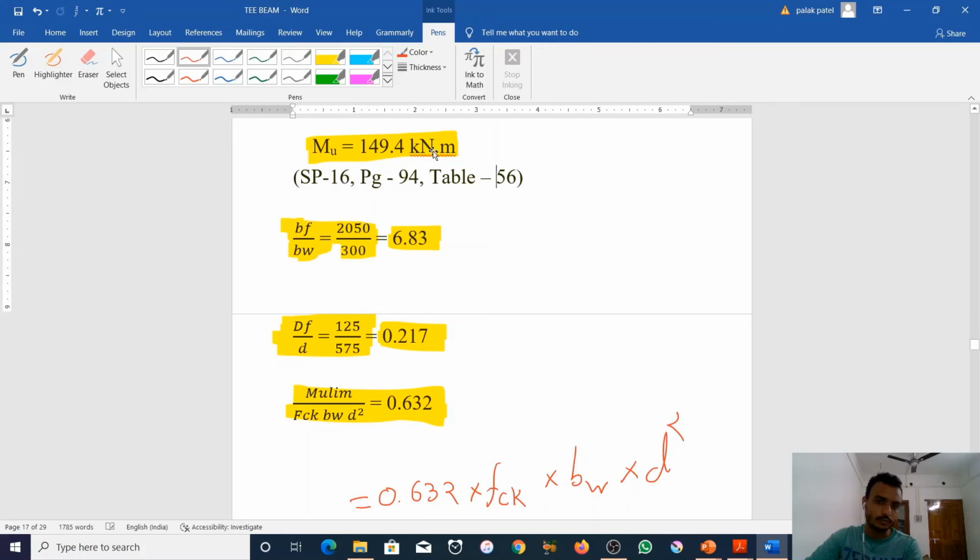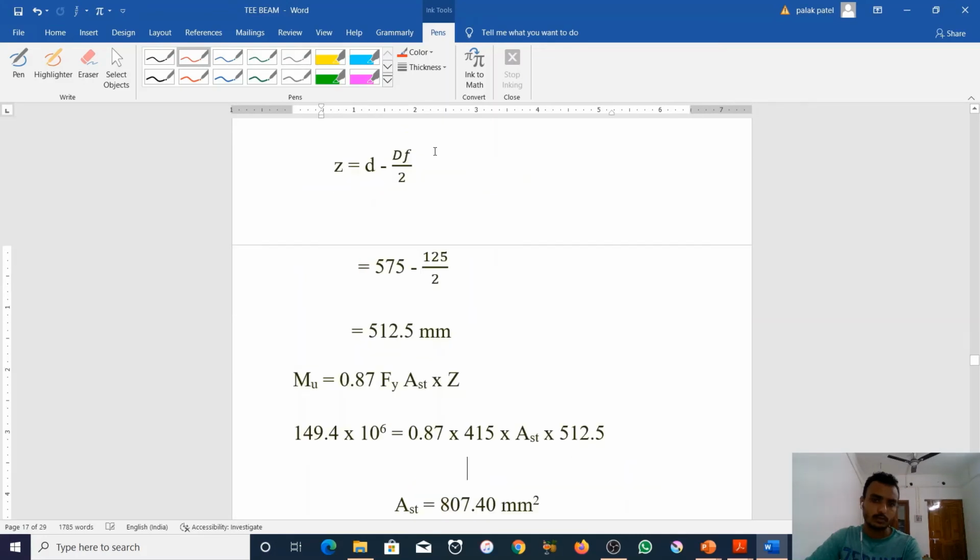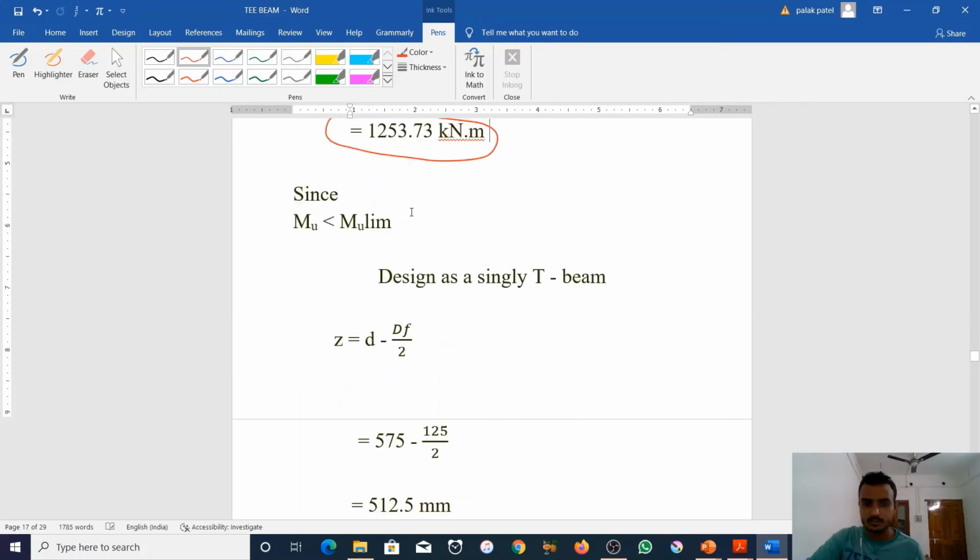Mu is 149.4, which is lesser than 1253.73. So we have to design it as a singly reinforced T-beam.